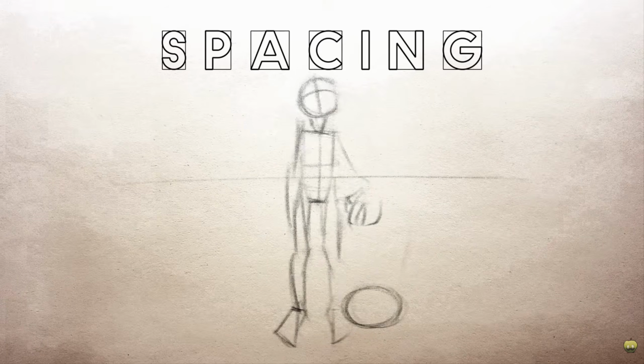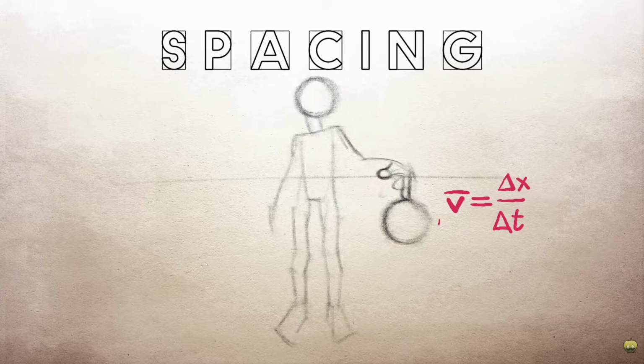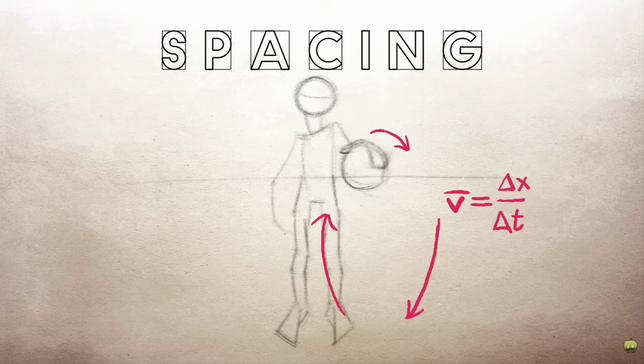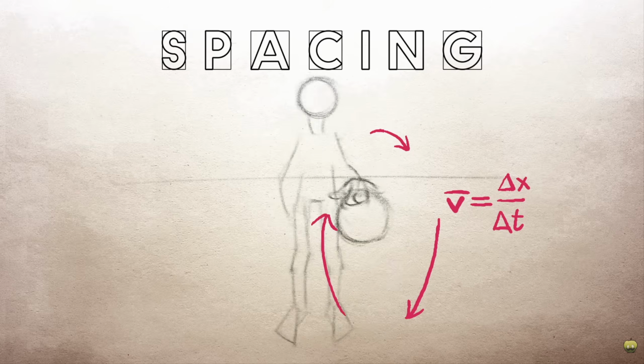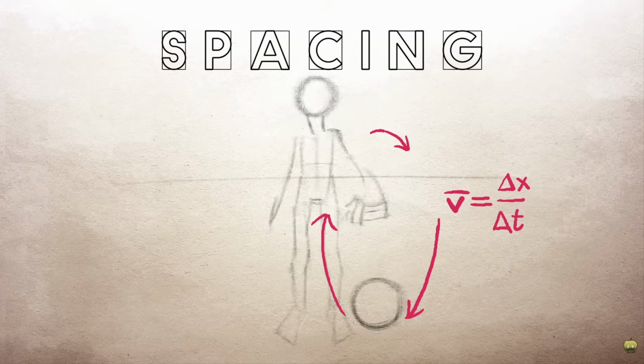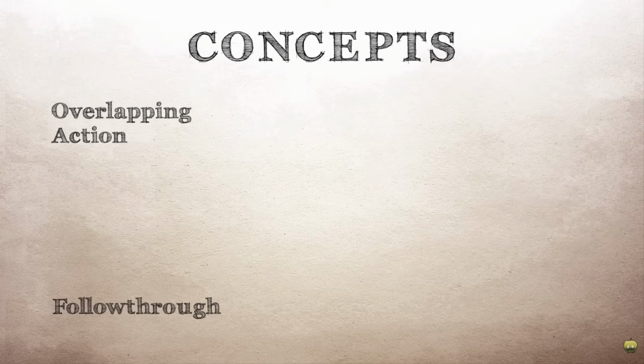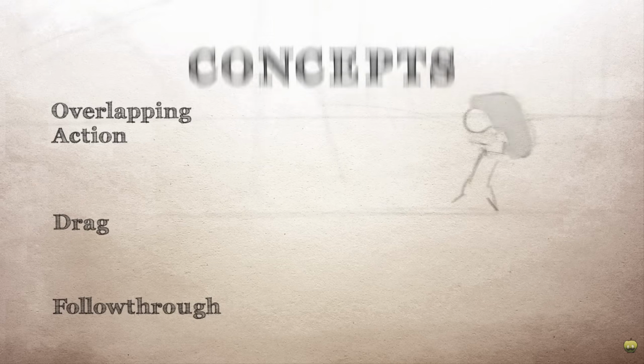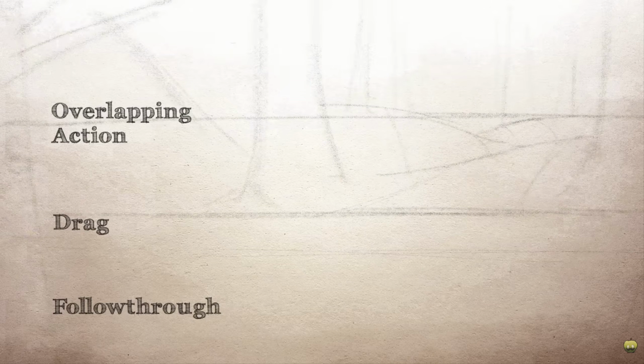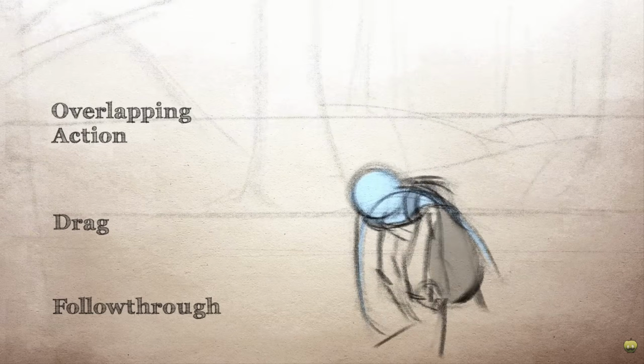For example, we may take notes on the object's velocity and the path that it follows. This method of categorization helps to eliminate confusion when learning new concepts. For example, we'll take 3 related animation concepts: follow-through, overlapping action, and drag. Follow-through describes how objects continue to move after the main body has stopped.